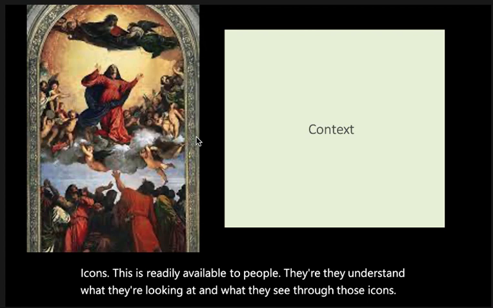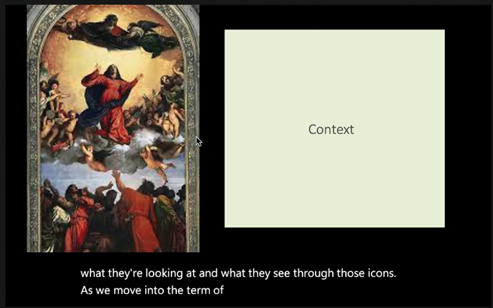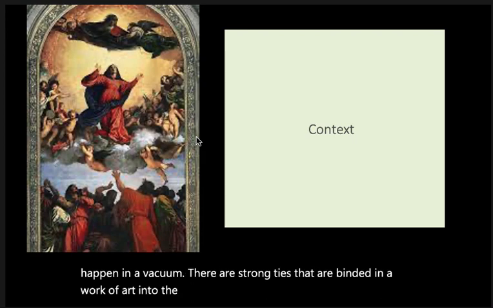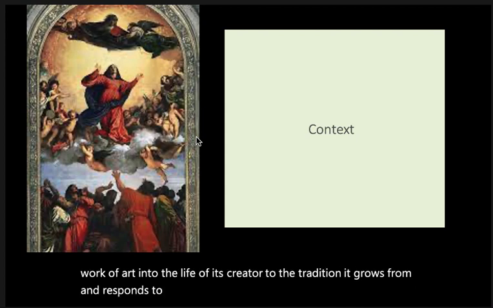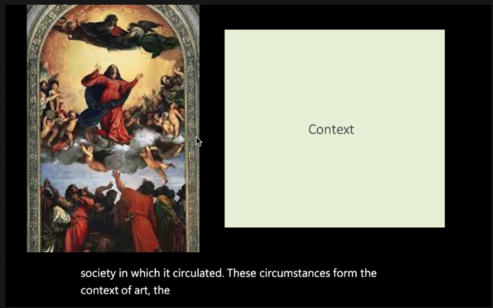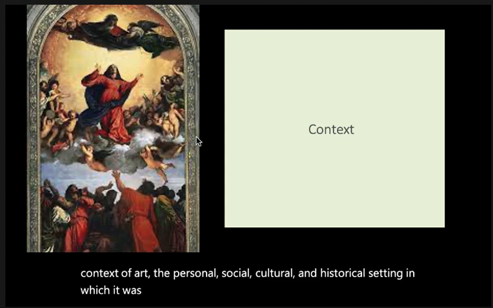As we move into the term of context, art does not necessarily happen in a vacuum. There are strong ties that are bound in a work of art into the life of its creator, to the tradition it grows from and responds to, and to the audience it was made for, and to the society in which it circulated. These circumstances form the context of art, the personal, social, cultural, and historical setting in which it was created, received, and interpreted.